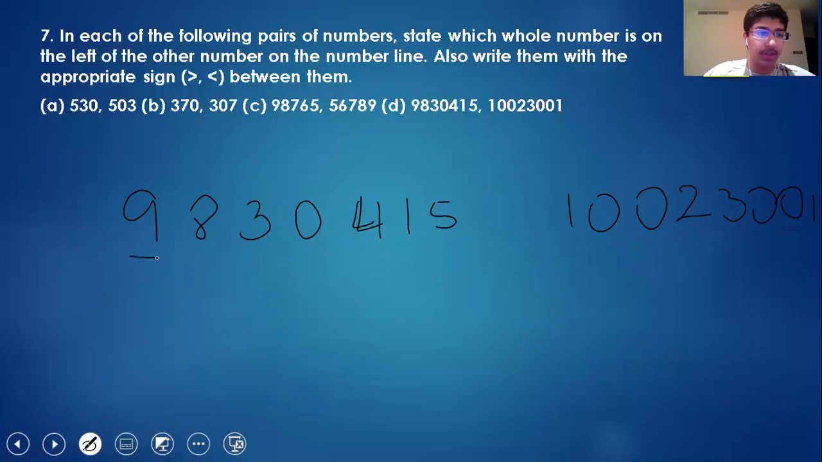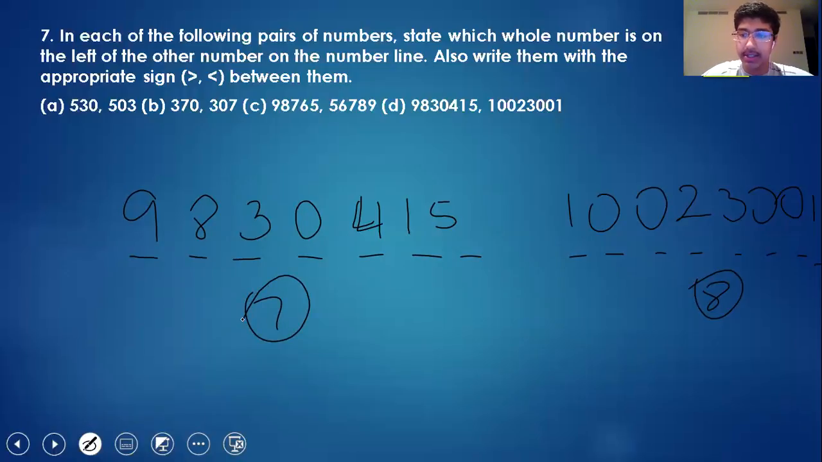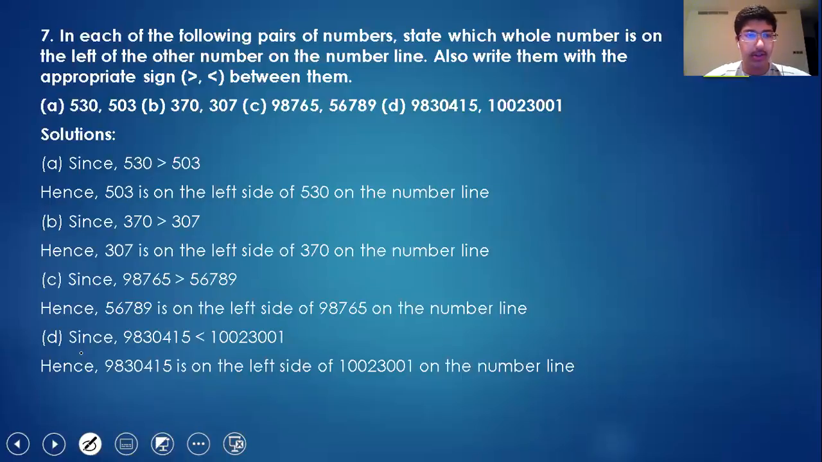Okay, so let's count the places in this number: 1, 2, 3, 4, 5, 6, 7, and in this one: 1, 2, 3, 4, 5, 6, 7, 8. There are 8 digits in one and 7 digits in the other. Just by looking at it, since this has 8 places, this number is going to be greater. So the greater sign will face the greater number, and 9830415 will be on the left hand side of the number line. Here are the answers. Please pause the video if you want to have a better look at the answers. Take your time.